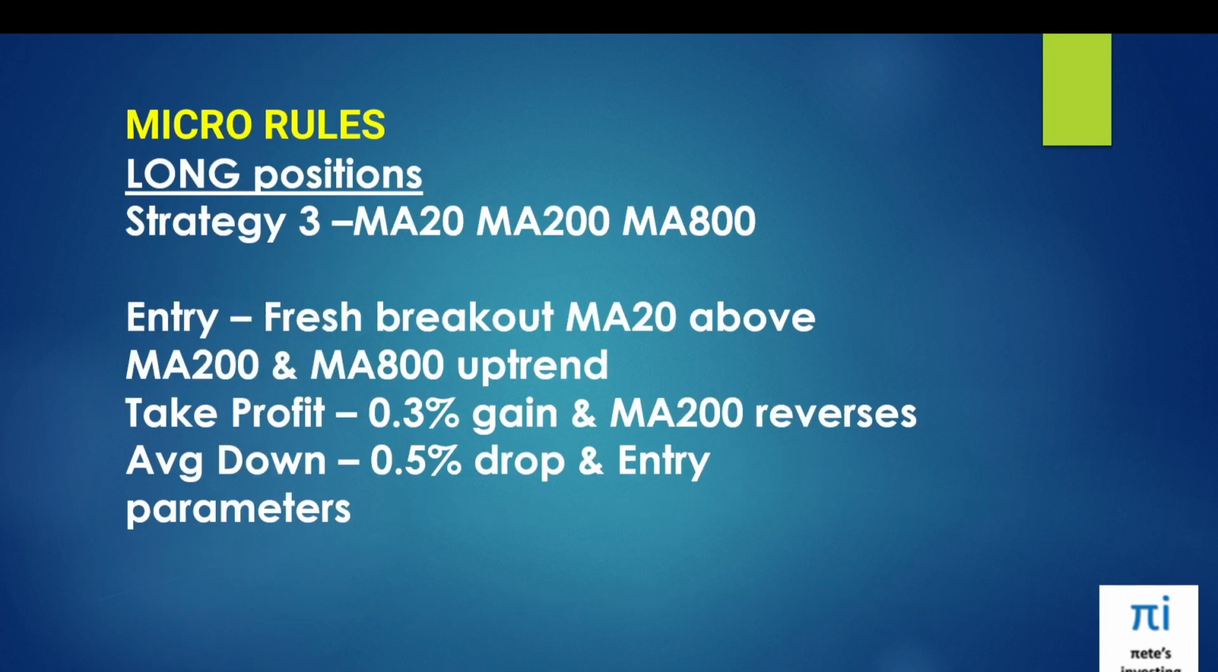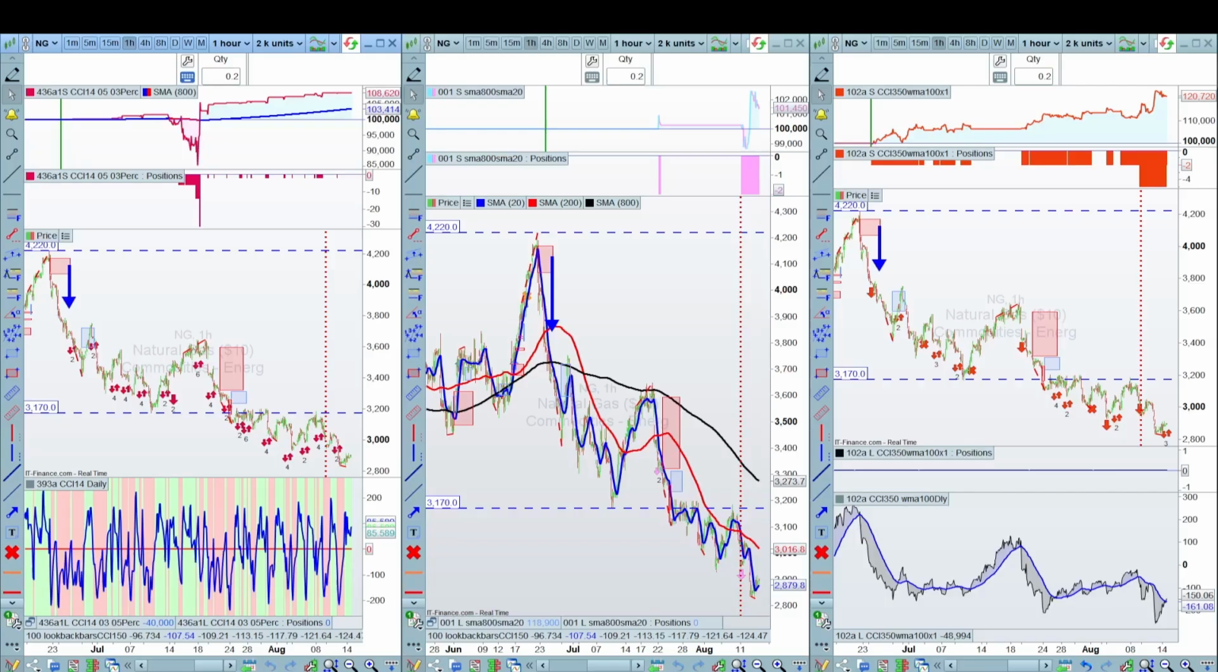And the new strategy we're introducing today is the multiple moving average, the moving average 20, the moving average 200, and the moving average 800 strategy. So we enter when a fresh breakout of the moving average 20 is above the moving average 200, and the moving average 800 is in an uptrend. Take profit with a 0.3% gain, and the moving average 200 reverses, average down with a 0.5% drop, and the entry parameters are met again. So these are the three strategies we're comparing.